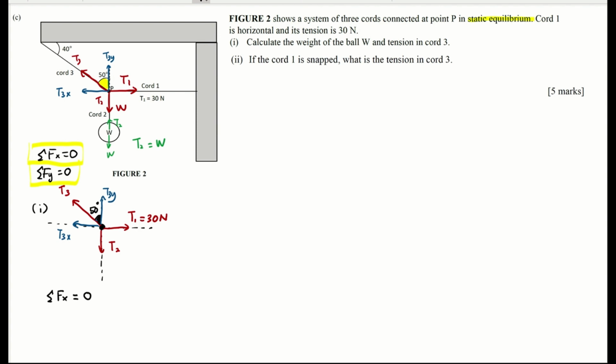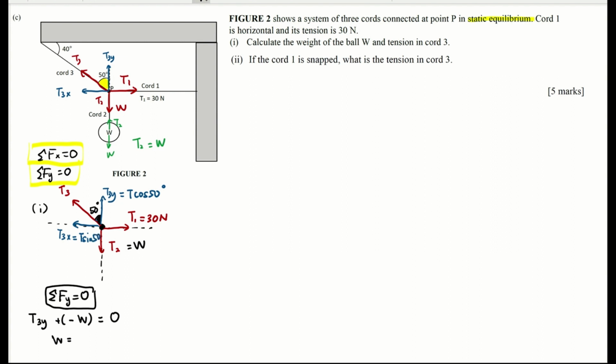Okay? Ataupun awak kata awak nak cari T2 kan? T2 kan sama dengan W tadi. Boleh je awak nak guna total Fy equal to 0. You nak mula dengan Y dulu. Sebab you nak kira W kan? Dan kalau you guna Y, dah akan jadi T3Y plus negatif W ataupun negatif T2 equal to 0. Okay? So W you boleh cari tak? You nak cari W, it is equal to T3Y is equal to T cos 50. T3X is equal to T sin 30. 50.